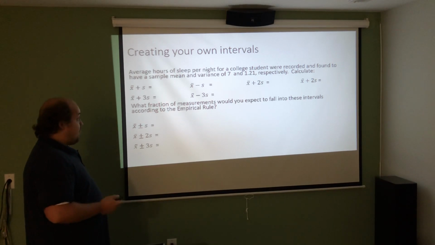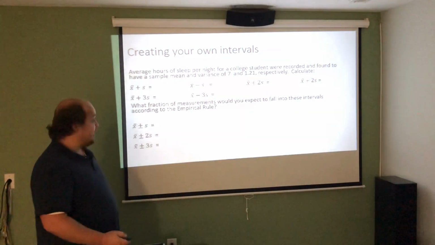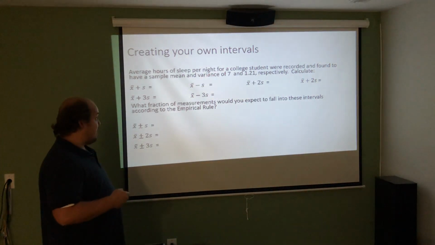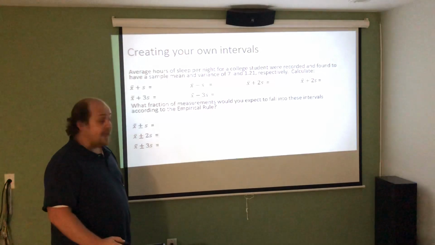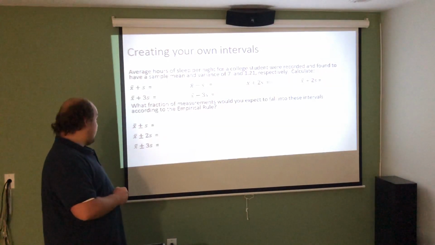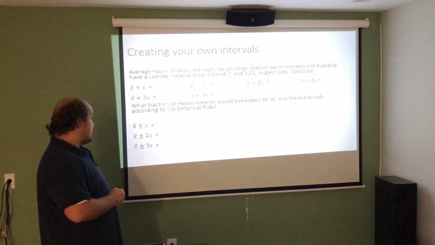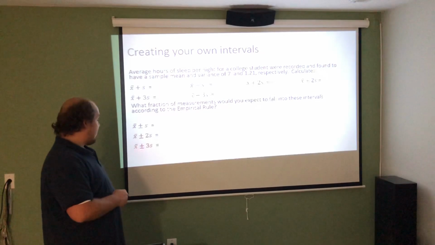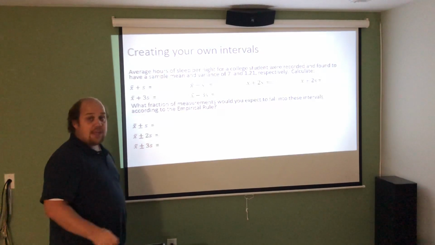When it asks me what fractions of the measurements I'd expect to fall into these intervals, really I can just put in what my decimals are. It has nothing to do with the intervals that I formed here. This is really just asking me to repeat back the empirical rule. So plus or minus 1 standard deviation is 0.68, plus or minus 2 standard deviations is 0.95, plus or minus 3 standard deviations is 0.997.